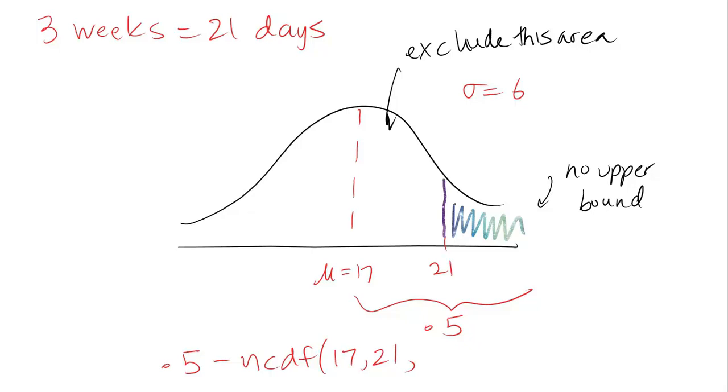the bound, 21 days. The mean is 17. It always goes in the third spot. The standard deviation is 6. And that's how we're going to find the area of that right tail.